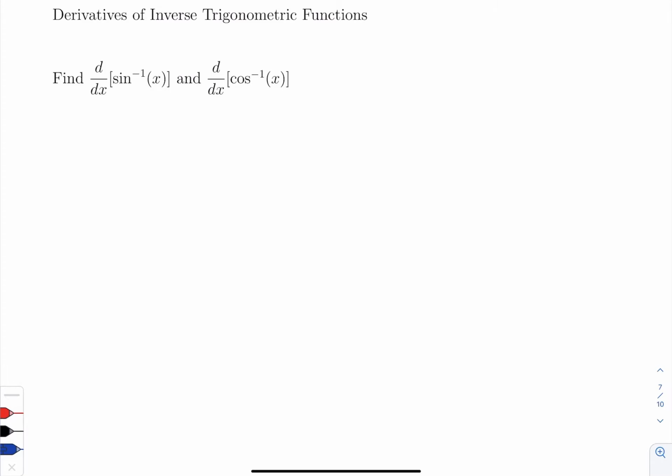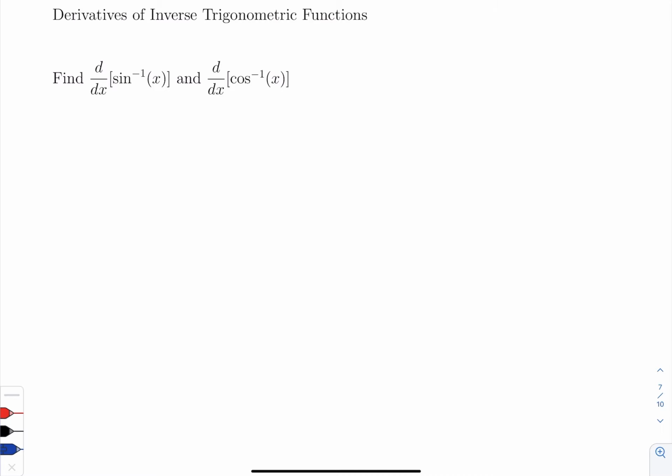In this video, I'm going to go over the derivatives of the inverse trig functions. And we'll start with the inverse of sine and the inverse of cosine. Now, I will derive these. All right, so let's do the derivative of inverse sine first.